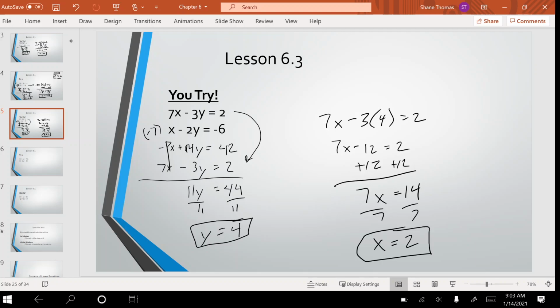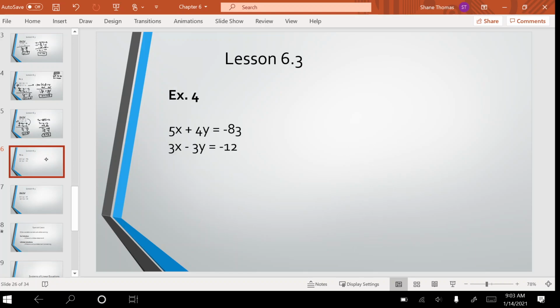All right. You ready for level 4? You better be ready. It's coming at you. Okay? Here we go. Level 4. This is the top. Okay? In a level 4, you have to multiply both equations by a number.